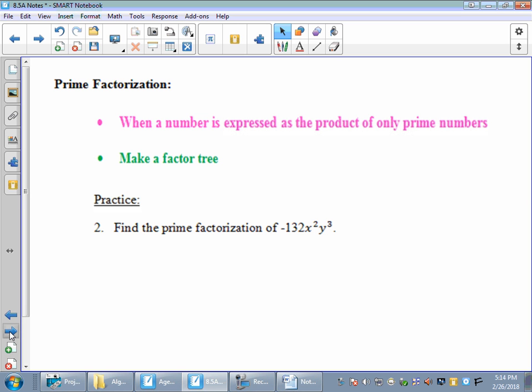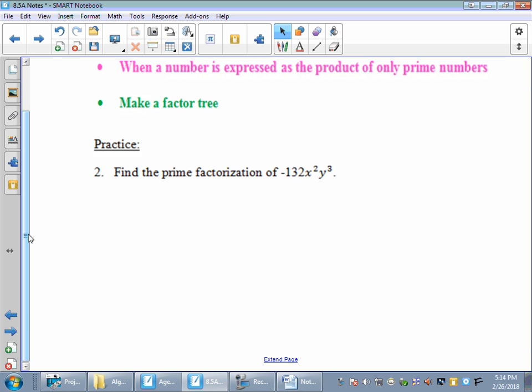How will we do this, you say? Well, let's make a factor tree. If you don't know what a factor tree is, or if you've never been there before, that's okay. We'll do a few of them in the notes today. And if you have any questions still after that, feel free to ask. I'd love to help you.